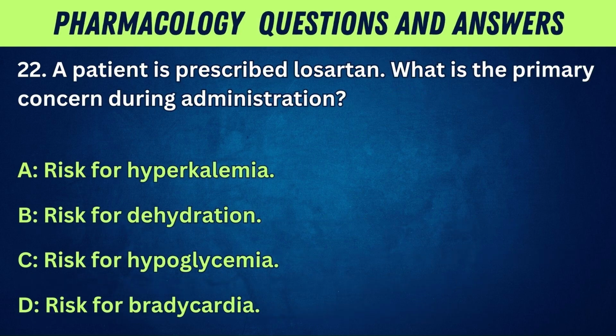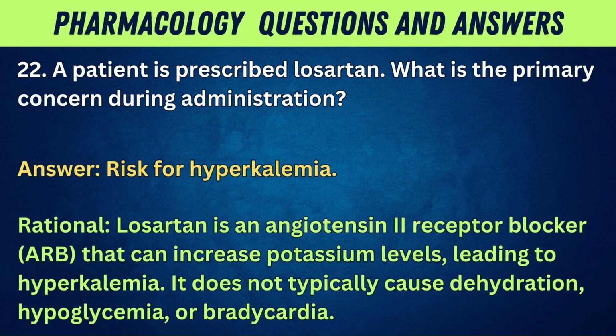22. A patient is prescribed losartan. What is the primary concern during administration? A. Risk for hyperkalemia. B. Risk for dehydration. C. Risk for hypoglycemia. D. Risk for bradycardia. Answer: risk for hyperkalemia. Rationale: losartan is an angiotensin II receptor blocker, ARB, that can increase potassium levels, leading to hyperkalemia. It does not typically cause dehydration, hypoglycemia, or bradycardia.